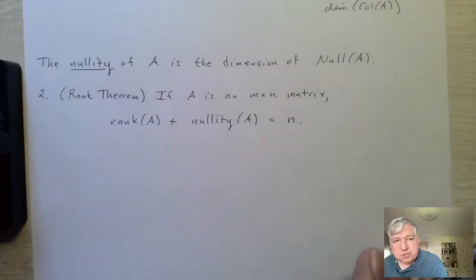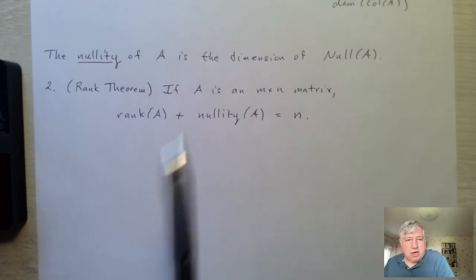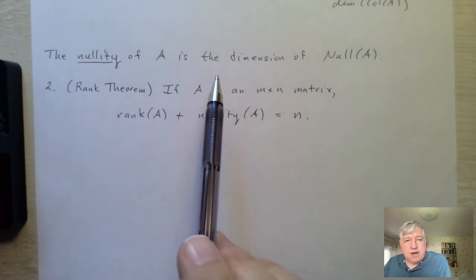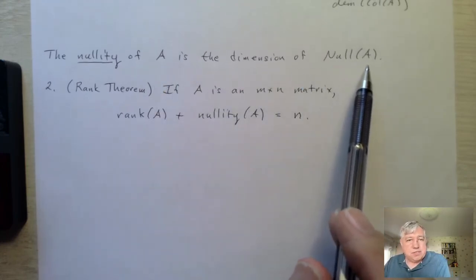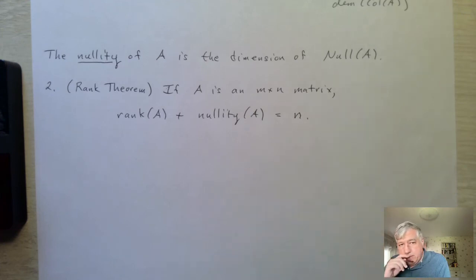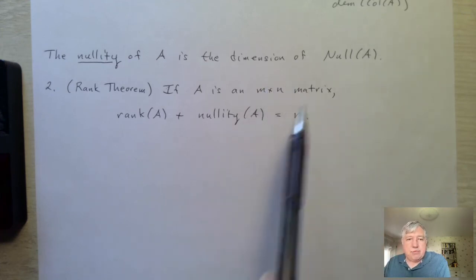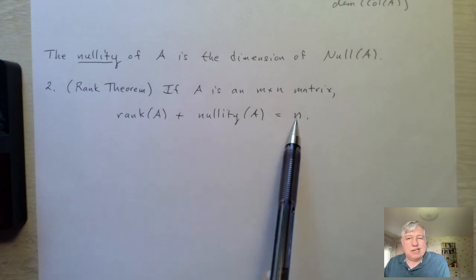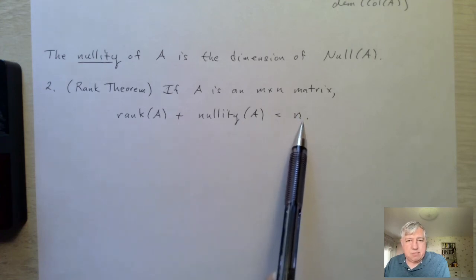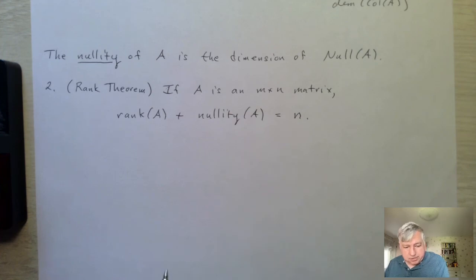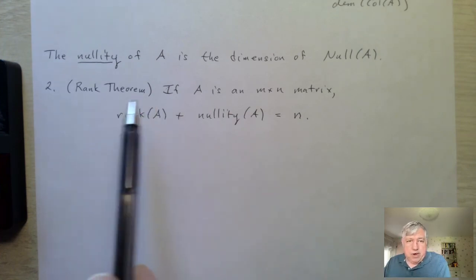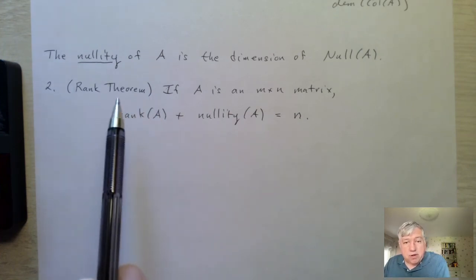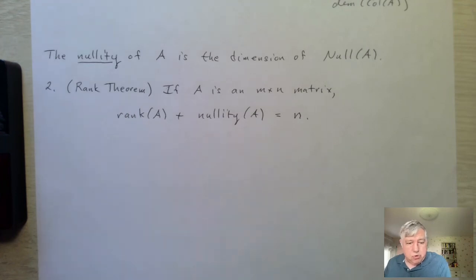As far as the null space goes, the nullity of A is defined as the dimension of the null space of A. And if A is an m by n matrix, the rank plus the nullity is always equal to n, the number of columns in the original matrix. This is called the rank theorem. This is another one that you want to remember, very important.